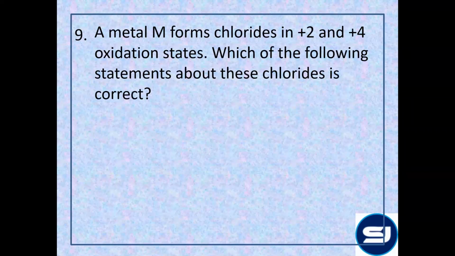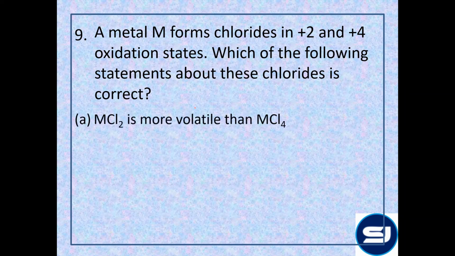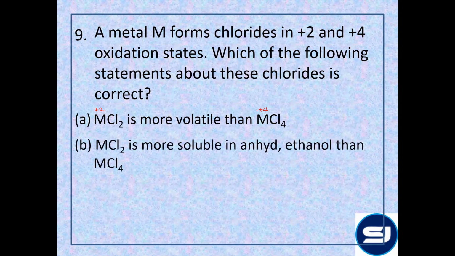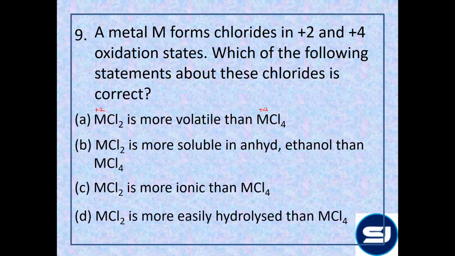A metal M forms a chloride in +2 and +4 oxidation states. Which of the following statements about these chlorides is correct? +2 और +4 में chlorides बना रहा है. Which is the correct statement? MCl2, meaning the element M in the +2, is more volatile than the metal M in the +4. MCl2 is more soluble in anhydrous ethanol than MCl4, is more ionic, or is more easily hydrolyzed.